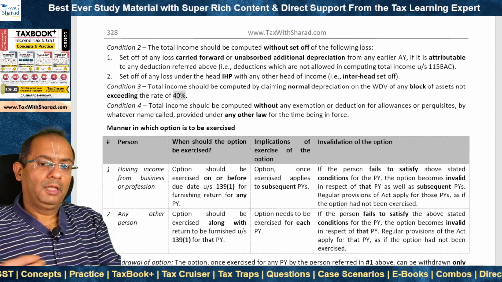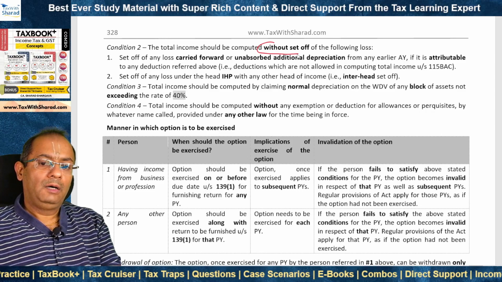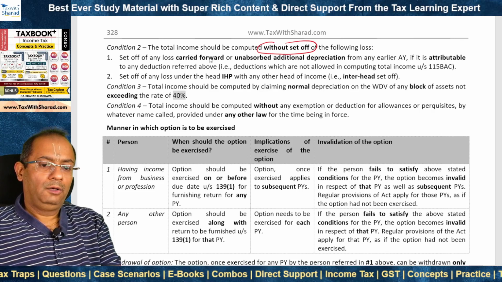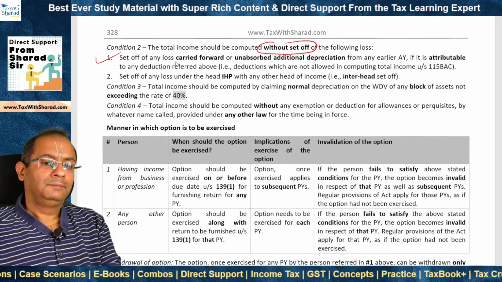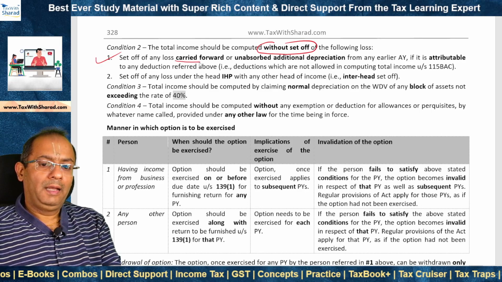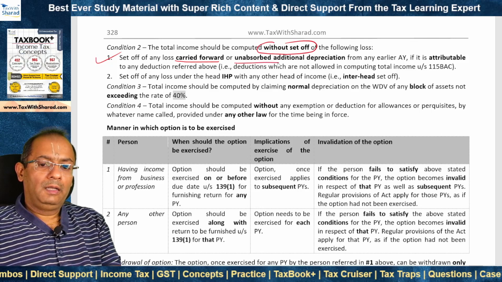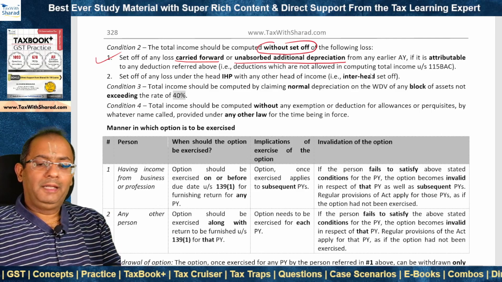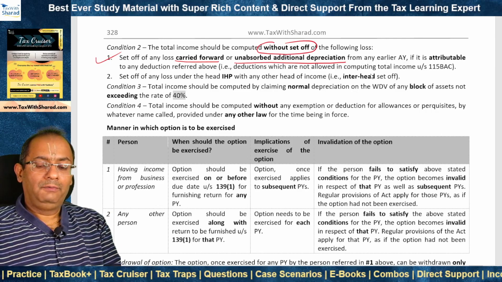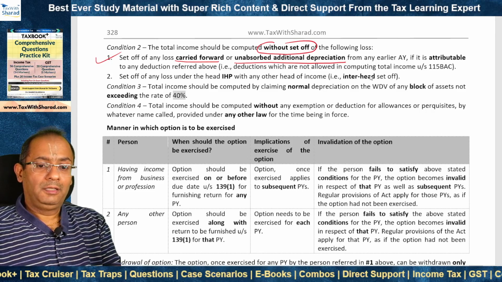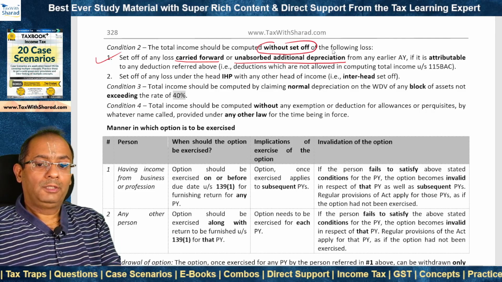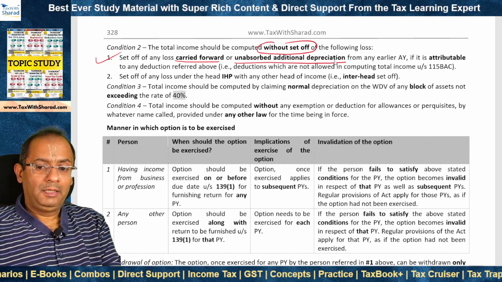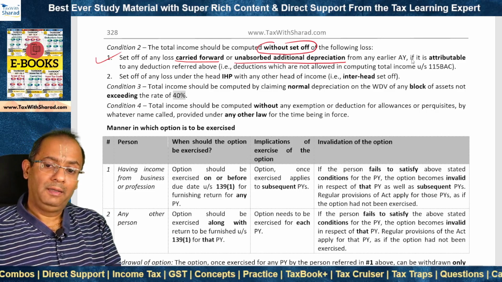Condition 2 is that the total income should be computed without set off of the following losses. So these losses are not allowed to be set off. And what are these? Number 1, set off of any loss that is carried forward or unabsorbed additional depreciation, because additional depreciation is not allowed under section 115BAC. Normal depreciation is allowed. So the loss that is not allowed to be set off is what? Set off of any loss that is carried forward or unabsorbed additional depreciation from any earlier assessment year.